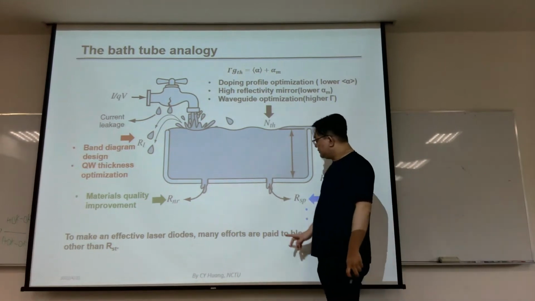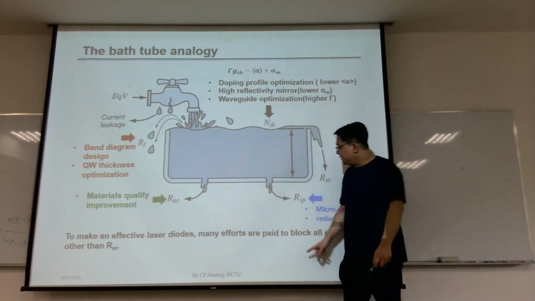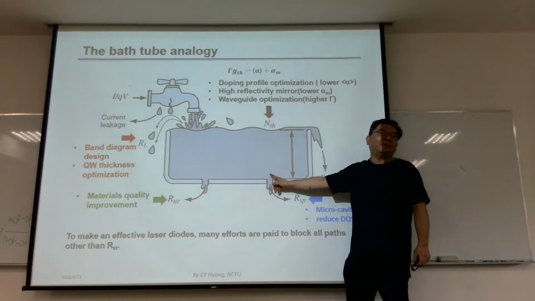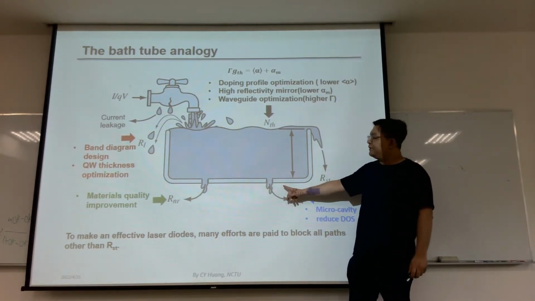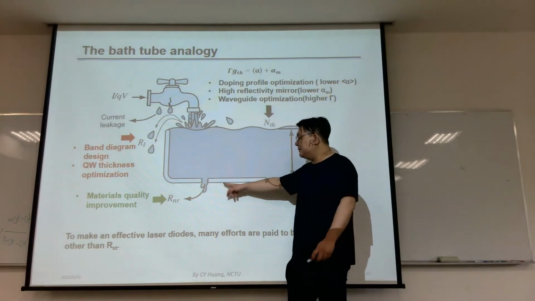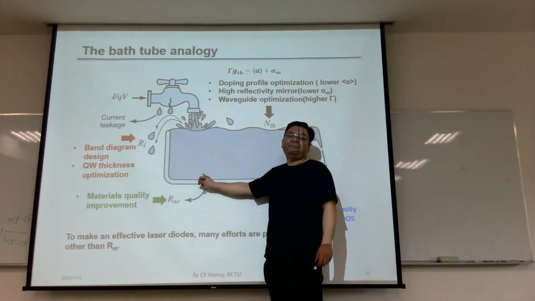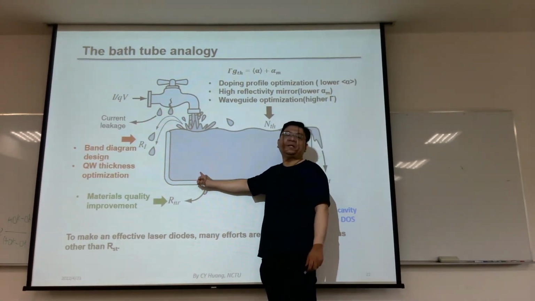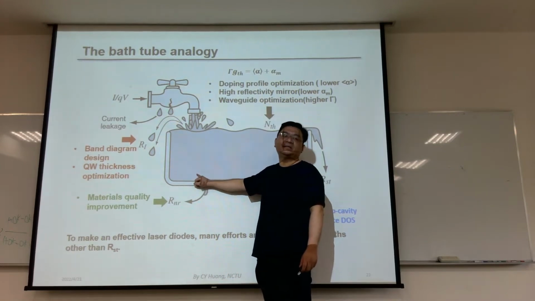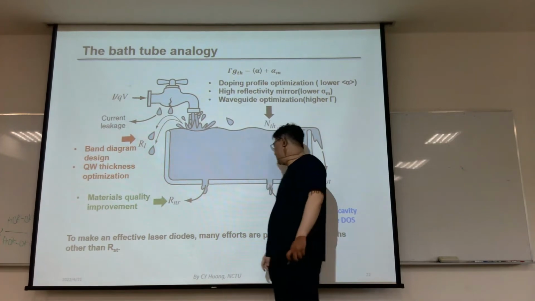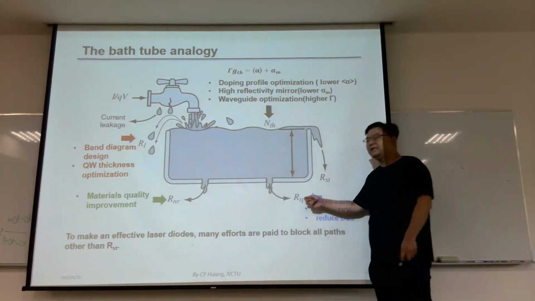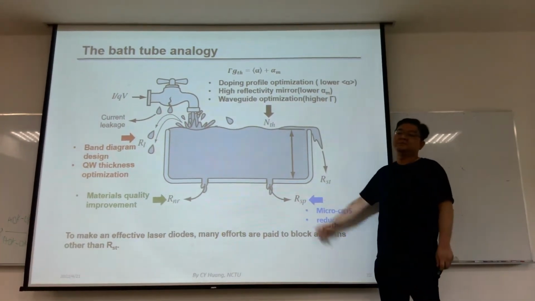Alright, so there are some bad holes at the bottom. That means your bathtub is broken. Some carriers injected will be consumed at the bottom, and it will be dominating when the carrier density is low. Those are non-radiative recombination and the spontaneous emissions.